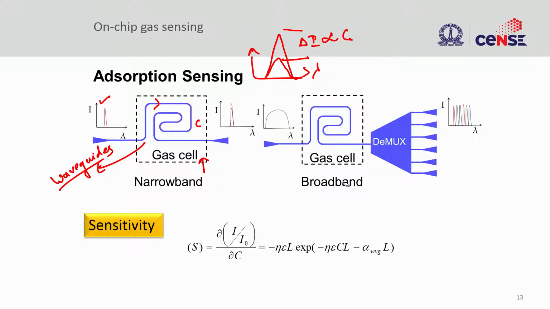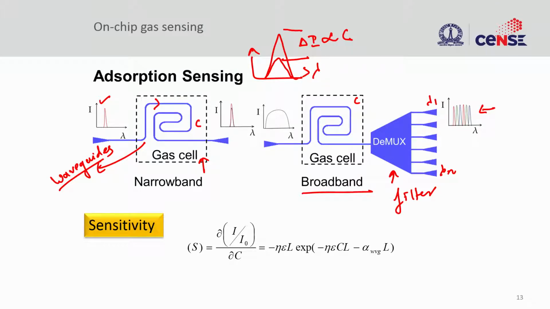The other type of measurement requires a broadband source. What happens when you put a broadband source? Again the same gas would be there, and it goes through the gas cell, but in this case you need a demultiplexer. So this is a filter that you want. It is a wavelength filter, and you have filter outputs from lambda 1 to lambda n. That is what you see here.